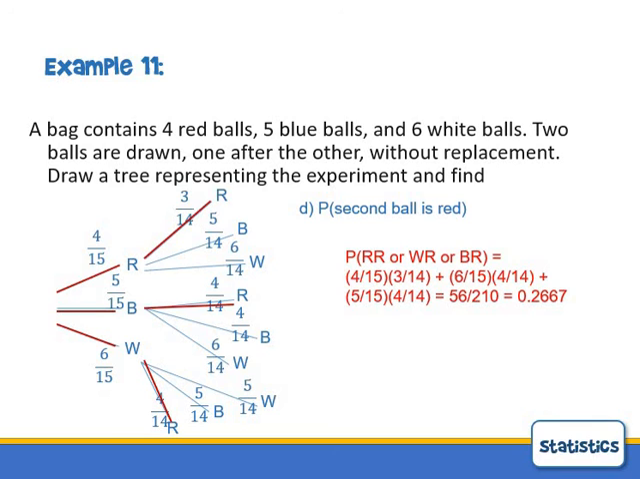So that's how we can use a tree to help us do these probabilities. We're just using, in this case, the addition and multiplication rules, the rules for and or, because it's probability that it's red and red, or white and red, or blue and red. So it's a combination of our rules.